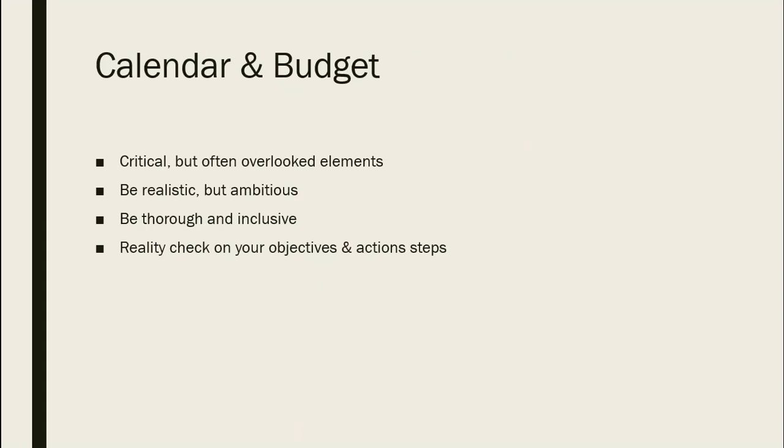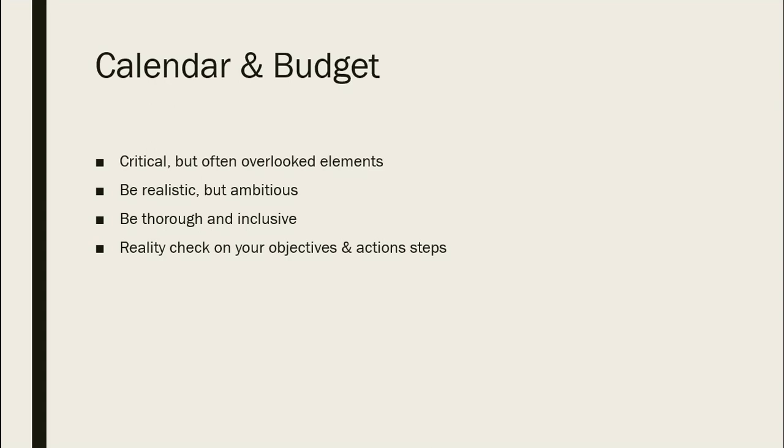Finally, calendar and budget, and I do realize that I'm getting a little short on time, so I'm going to speed through this last part fairly quickly. Calendar and budget, obvious. Hopefully all of you have this in some shape or form, but it's important to recognize it. Include them both in your plan, either within the plan body itself or as appendixes. Be realistic about both your calendar and your budget, but be ambitious. Be thorough and be inclusive.